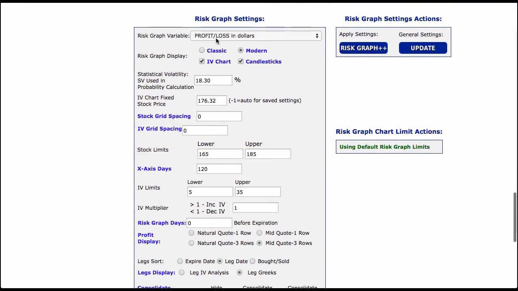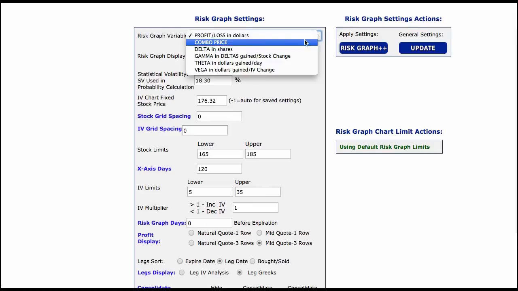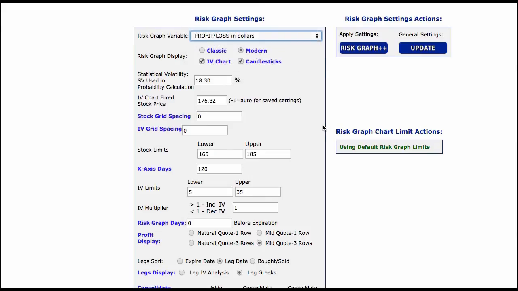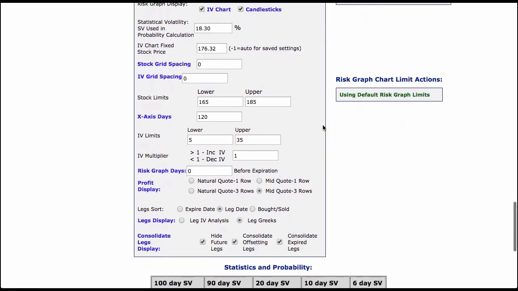We're looking at profit and loss in dollars, but you can change this, and you could look at the combo price. You could look at the risk graph of delta, gamma, theta, or vega on this, not just the profit and loss on the dollar amounts. All right, there are other areas in here that you can put in, such as statistical volatility, implied volatility. Do you want to space out the grids on the stock itself and the IV? I showed you how to do the stock limits, but there are several other areas in here in terms of limits to the stock, limits to the implied volatility. You can also look at risk graph days before expiration. It doesn't have to necessarily be the graphs that the computer automatically generates for you.